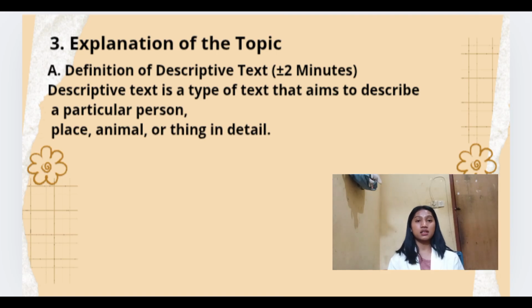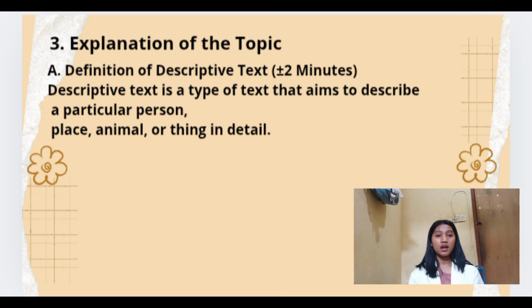Descriptive text is a type of text that aims to describe a particular person, place, animal, or thing in detail. The description helps the reader, first, to visualize the object, second, to feel the atmosphere, and third, to understand the characteristics. Descriptive text focuses on one specific object and explains it clearly. It does not tell a story or give instructions, but it presents detailed information so the reader can imagine the object easily.